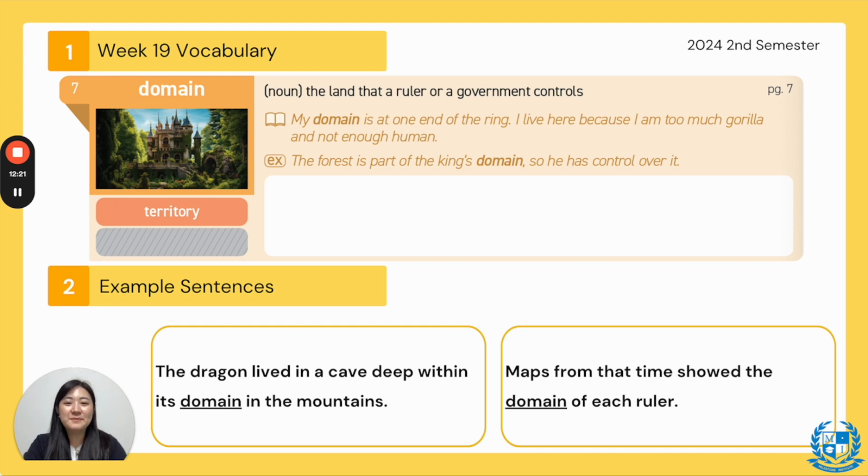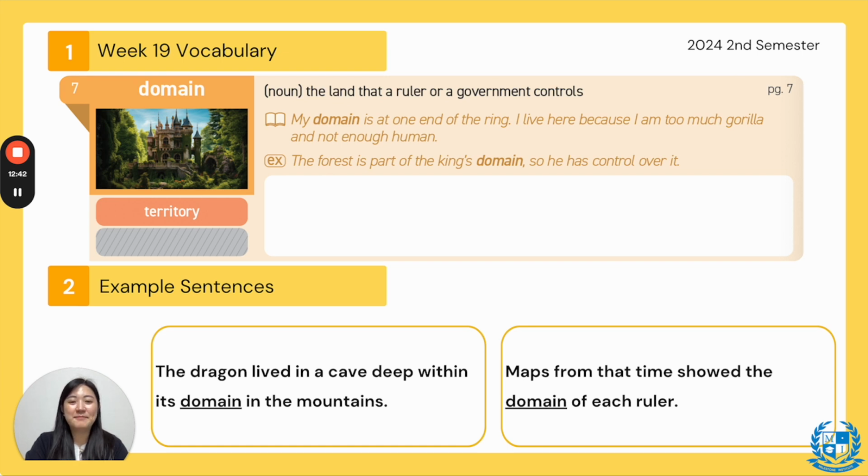The forest is part of the king's domain, so he has control over it. So that is the land that the king owns. Over here it says, the dragon lived in a cave deep within its domain in the mountains. So what does that mean? The dragon lives within the mountains.